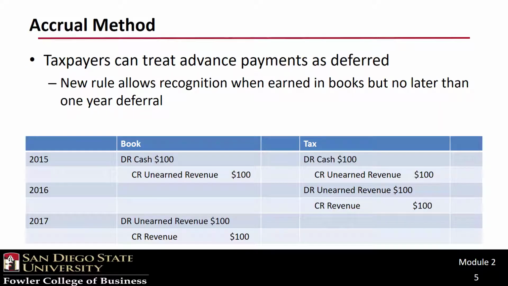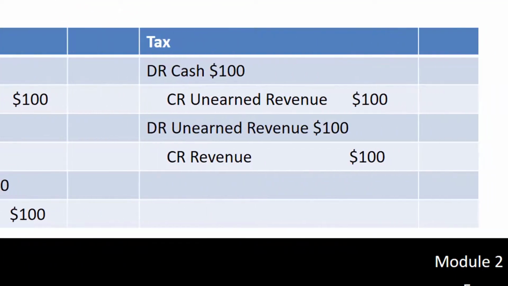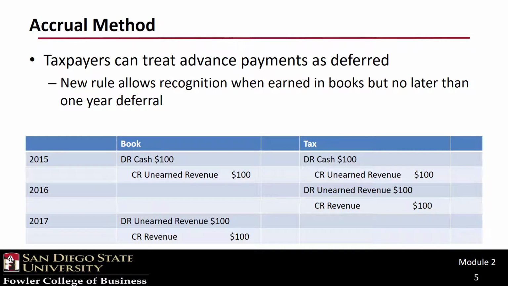The good news is that the tax code permits a taxpayer to defer income in instances where the advance payment is for goods or services. The rules require that the income be recognized when it's either recognized for books, but never later than the year after the advance payment is received. Thus, if we revisit our earlier gift card example, the book entries do not change, but under the deferral method for tax purposes, the income can be deferred for tax in 2015, but must be recognized no later than the year after, in this case, 2016.